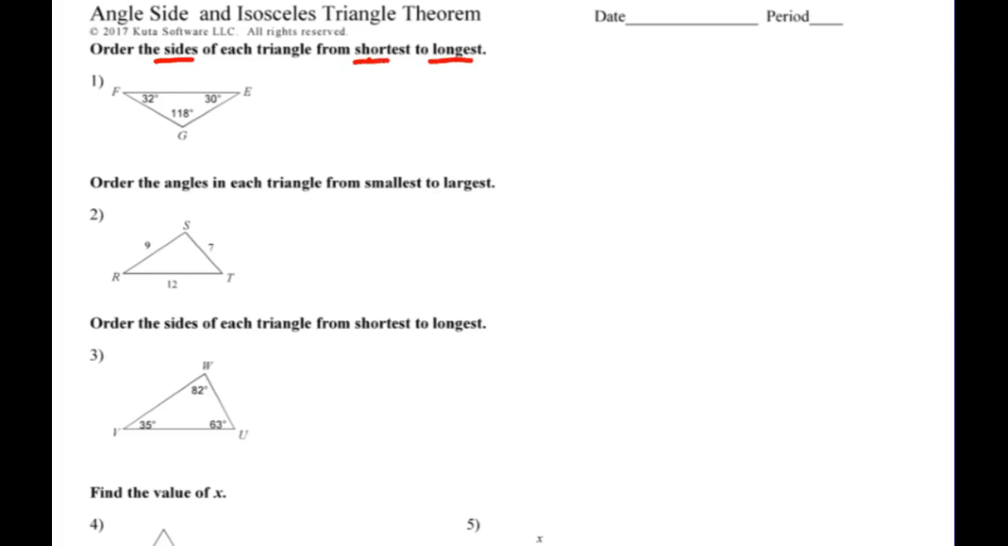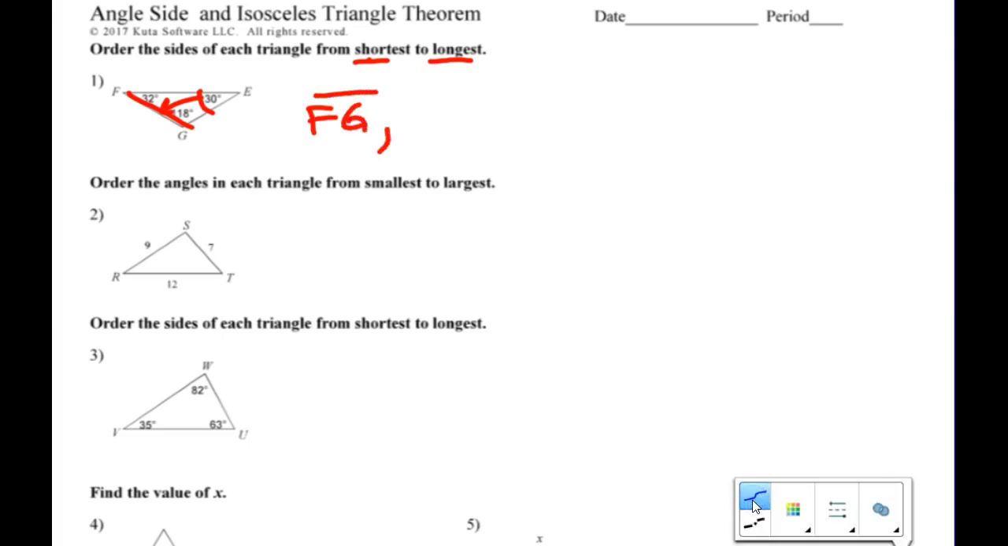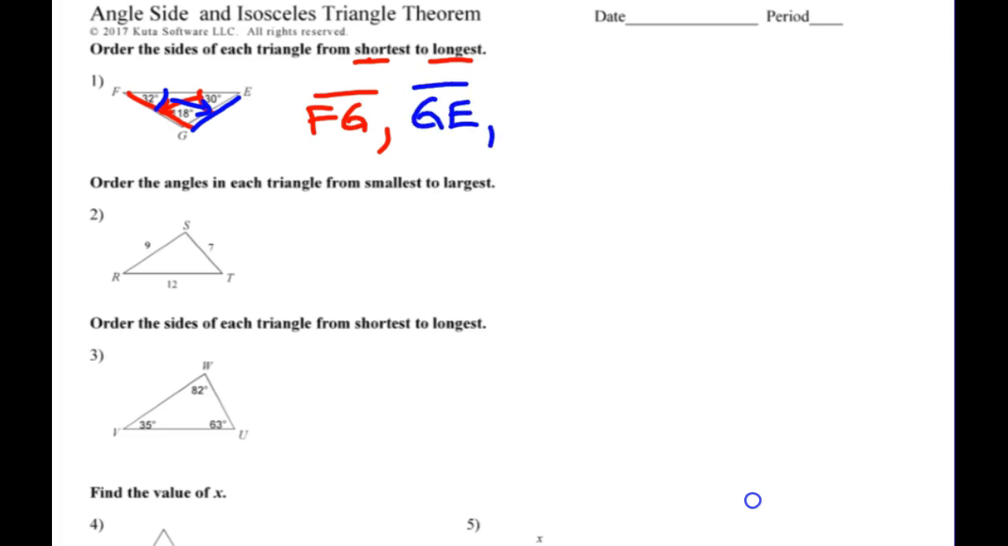So the shortest side is across from the smallest angle. The smallest angle is angle 30, right? So across from 30, what's the name of this side right here? FG. Okay? FG goes first. Then the next biggest angle is 32. Across from 32 is GE. And then the last side we have, across from the biggest angle, 118, is FE. So when you get to the assignment, you're going to see something like that. That's how you put them in order.